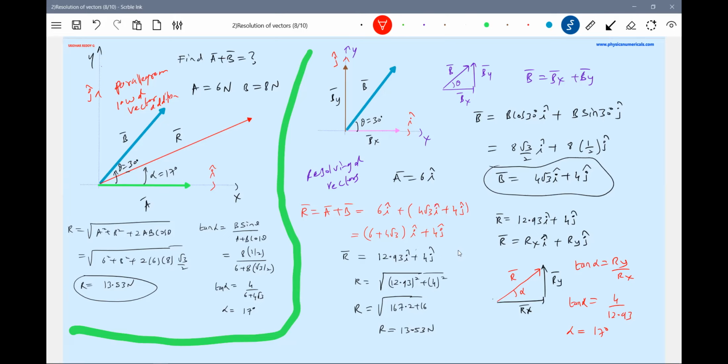So now we can do vector addition and subtraction very easily. We can conveniently work out any number of numericals, especially the algebra, the adding of vectors. And whose help am I taking? The I cap, J cap.